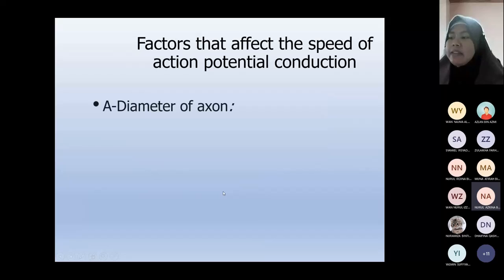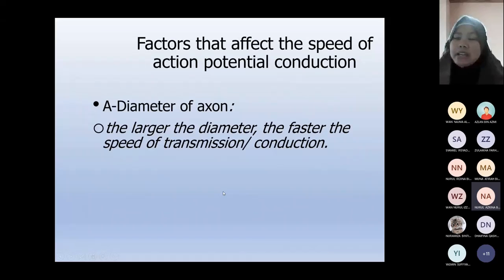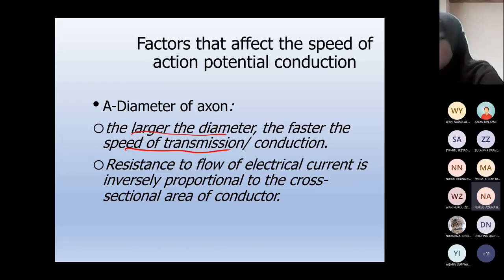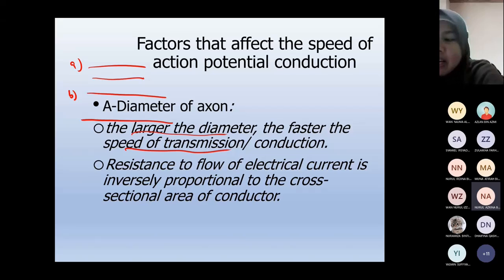All right, so factors that affect the speed of action potential conduction. First, diameter of axon. Okay, the larger the diameter, the faster the transmission of impulse. So let's say we compare. This is axon A with this diameter, and this is axon B with this diameter. Right? So this is the diameter. It is larger, right? So a larger diameter of the axon can speed up transmission of impulse.